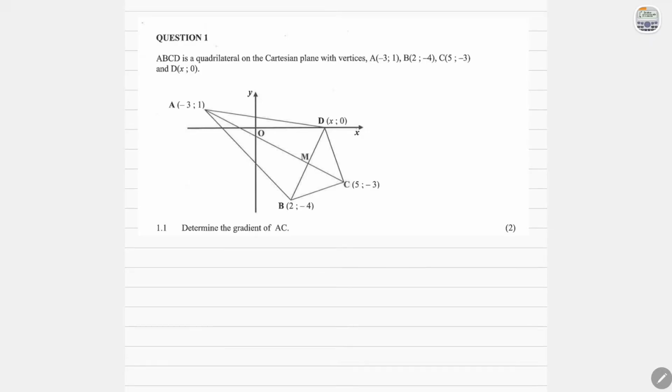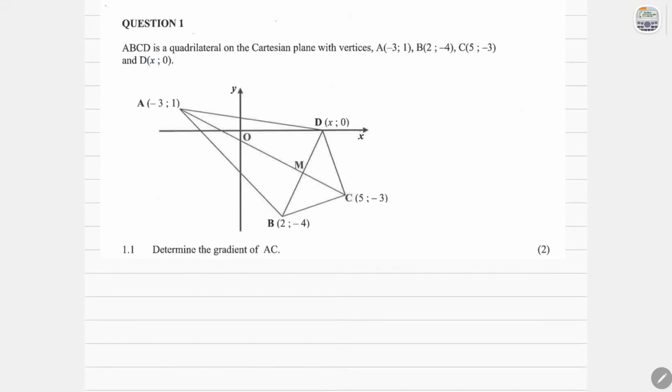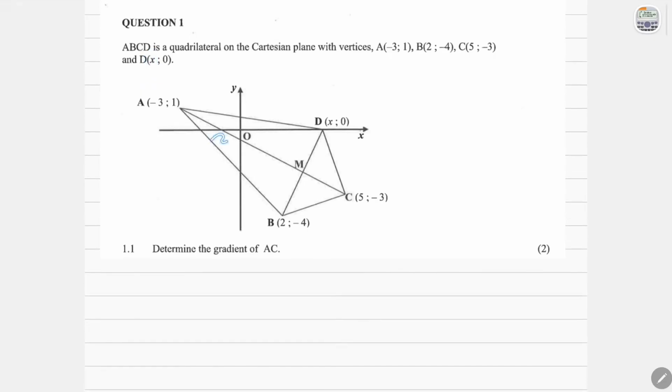Question 1 says we have a quadrilateral. ABCD is a quadrilateral on the Cartesian plane with vertices A, B, C, and D, and we can see that the x value is missing there. The first question is to determine the gradient of AC. They've given you A, they've given you C, so you can find the gradient.